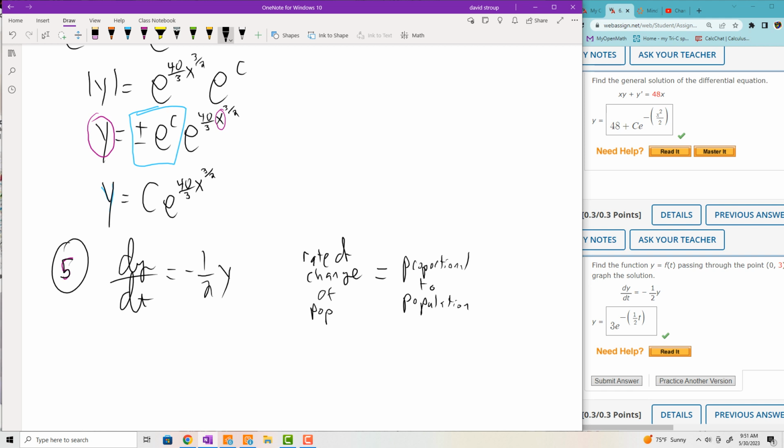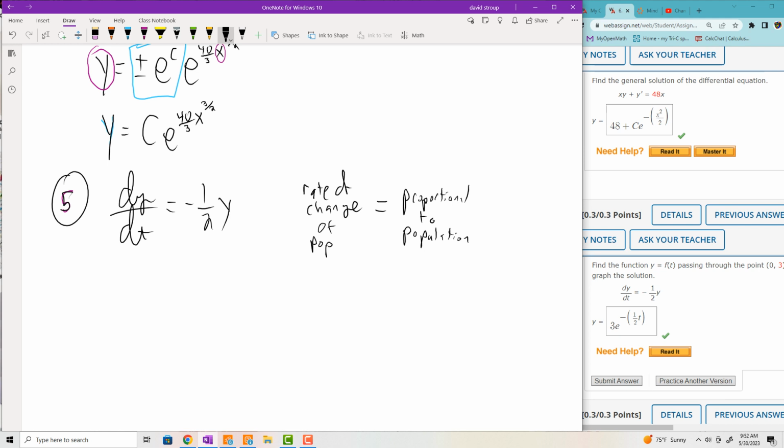Okay, so the idea is if you have maybe a petri dish full of bacteria, if you have more bacteria, you're going to have a higher rate of change of a population of the bacteria. So if you only had 2 bacteria sitting there, they're not going to reproduce very fast. But if you have 1 million bacteria sitting there, they will reproduce very, very fast.